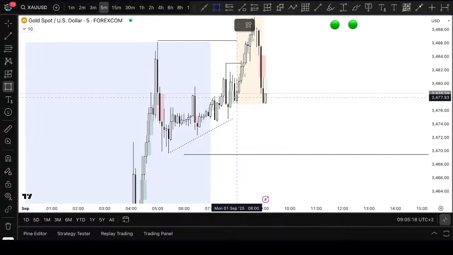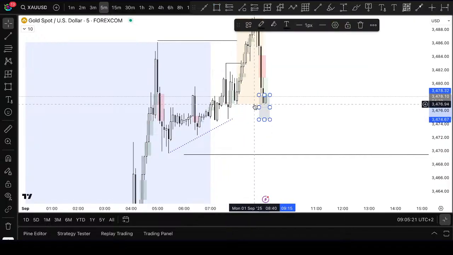It can support here, price can support from here and go up.